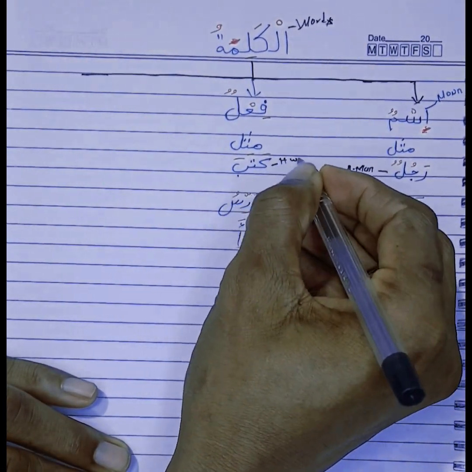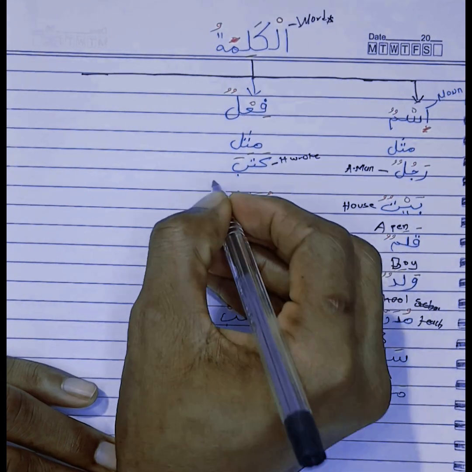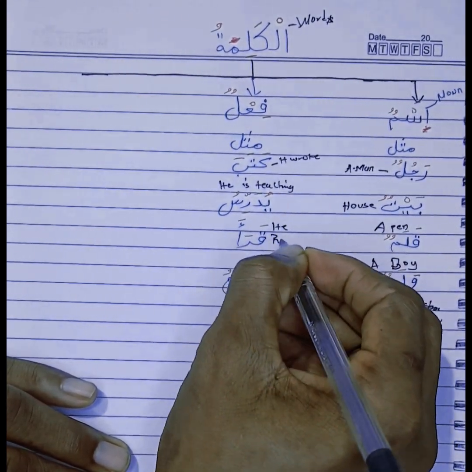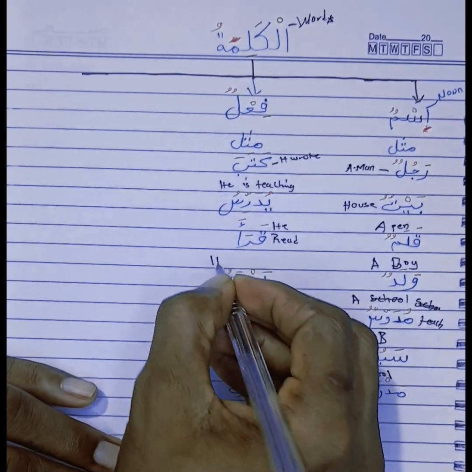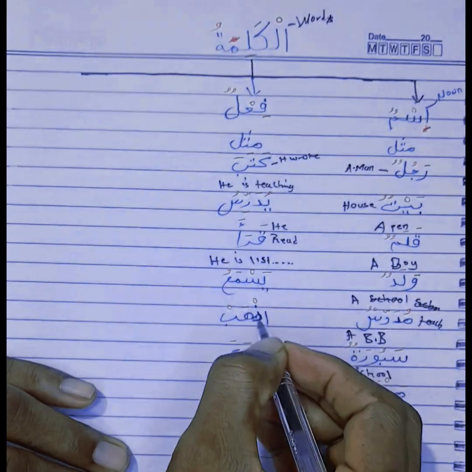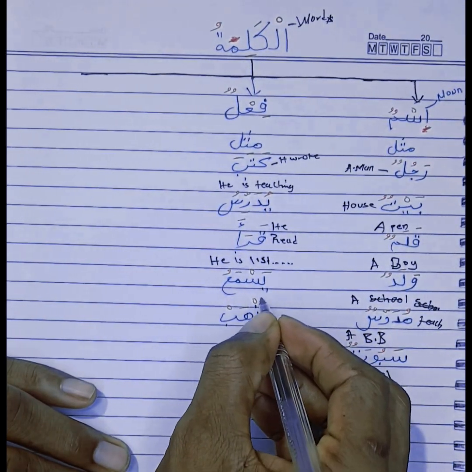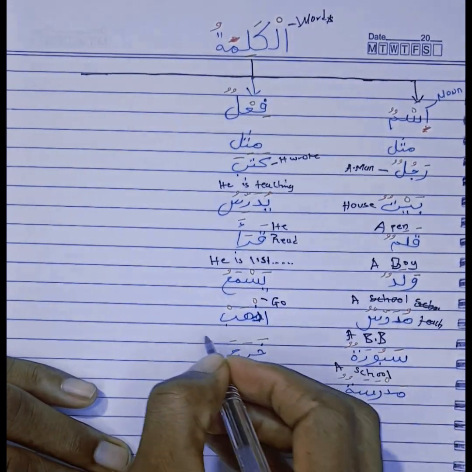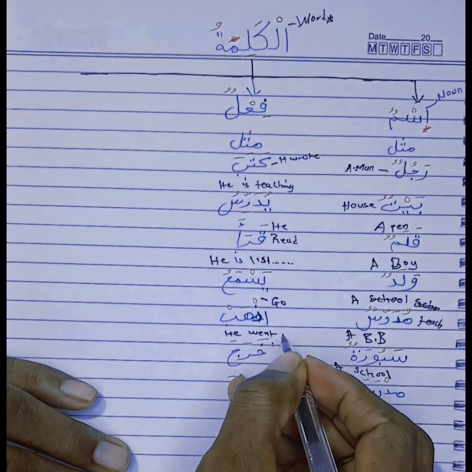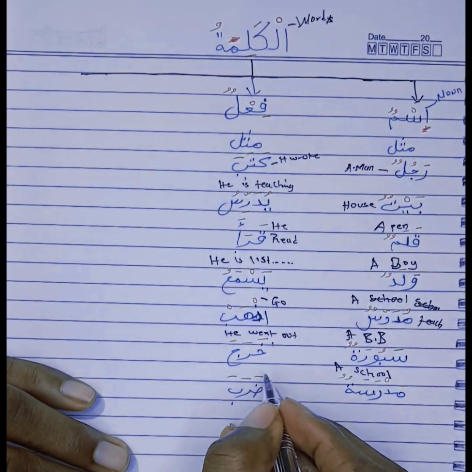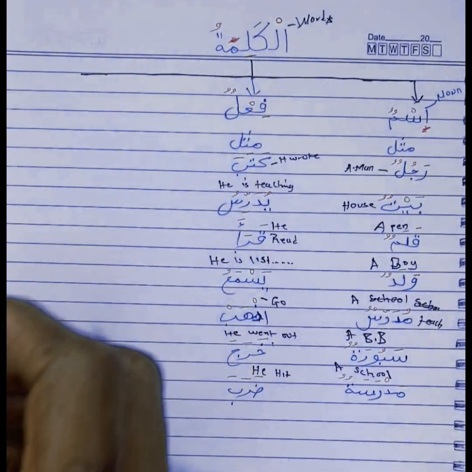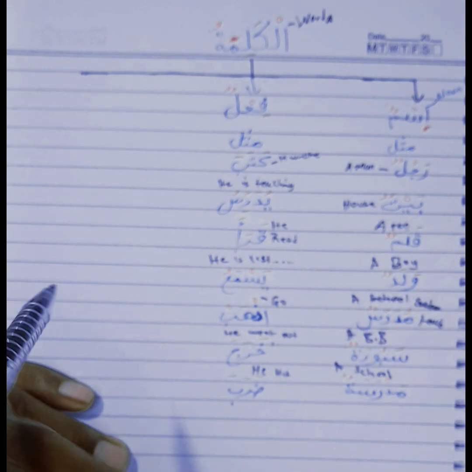He wrote. Kataba, he wrote. Yudarrisu, he is teaching. Qara'a, he read. Yasma'u, he is listening. Idhhab, go, it's a command. Kharaja, he went out. Then daraba, he hit. So these are all action words. Some of them are in the past tense, some of them are in the present tense.